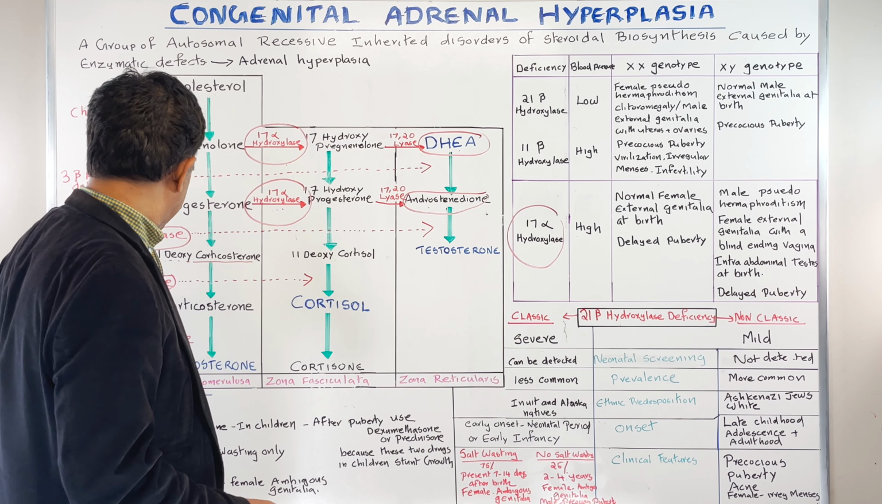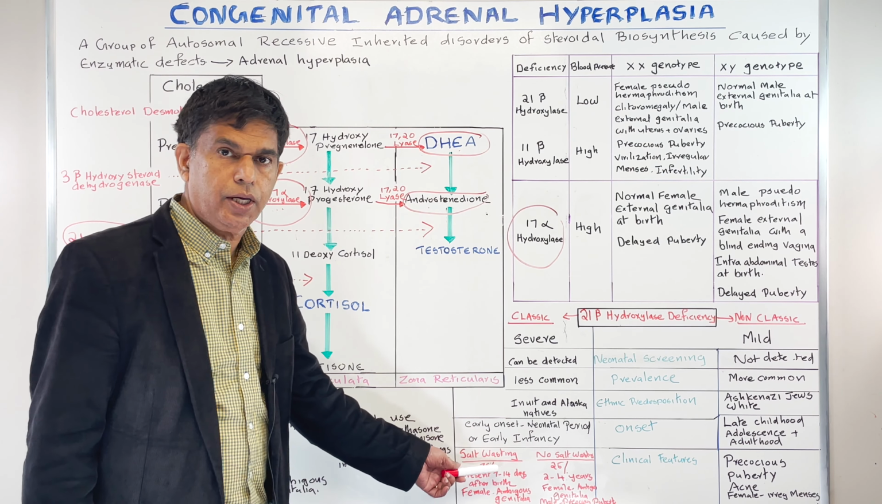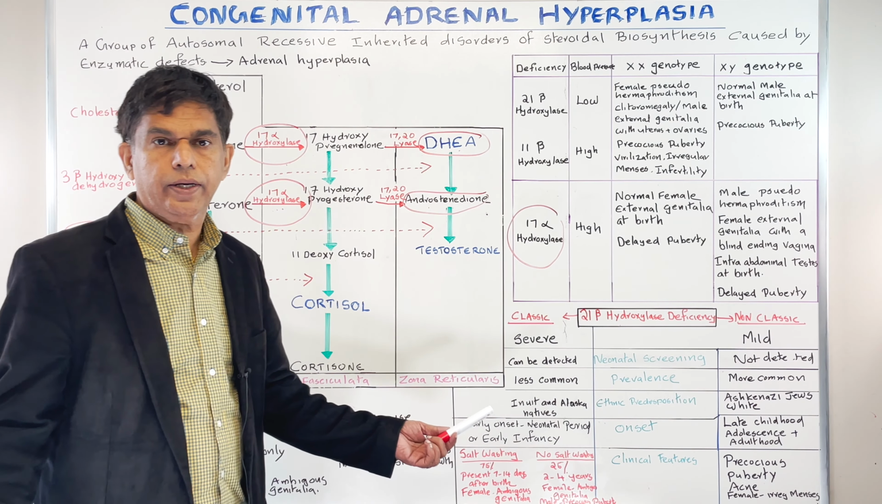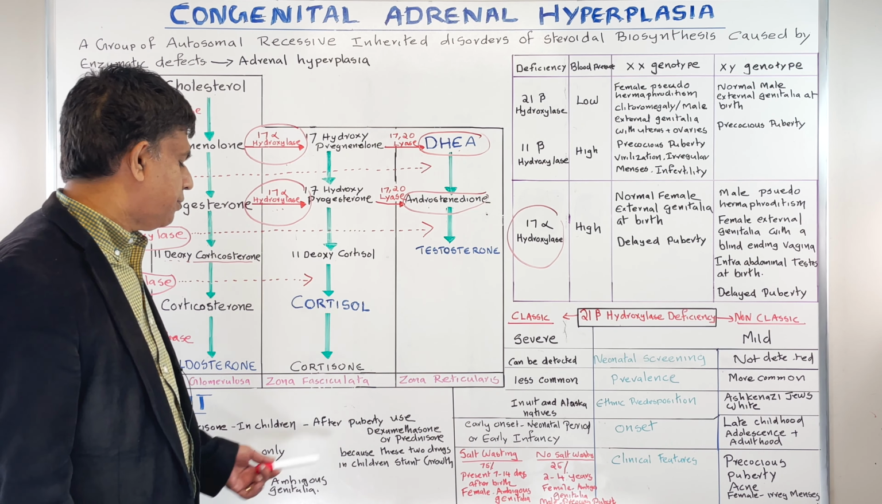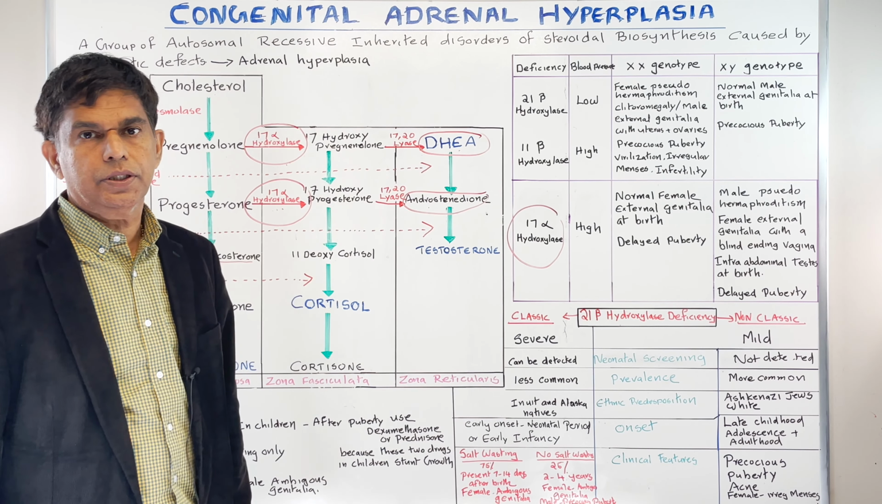And then 9-fluorocortisone in the salt wasting. Remember, we talked about salt wasting. Use 9-fluorocortisone. You can use sodium chloride tablet, because hyponatremia is very common in these people. And surgery in the female with ambiguous genitalia. Obviously, you can do surgery to fix that.